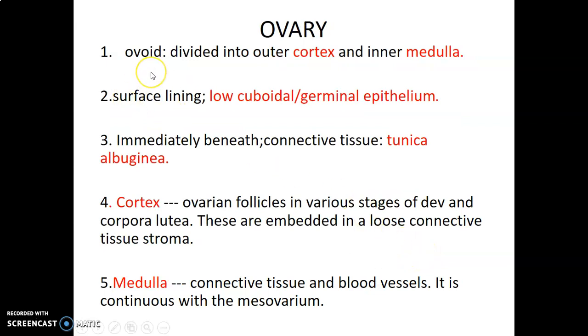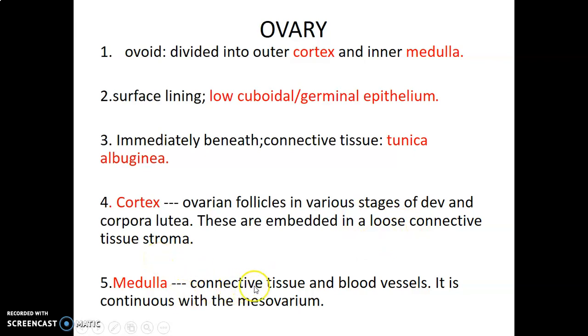The ovaries are usually ovoid and they are covered by a surface lining epithelium, which is the germinal epithelium. It's simple cuboidal epithelium. Below the epithelium is connective tissue, which we call tunica albuginea, and after connective tissue, the parenchyma of the ovary is divided into an outer cortex and an inner medulla. The outer cortex contains ovarian follicles at various stages of maturation, up to the level where you have corpora lutea and the corpus albicans. These follicles are embedded in loose connective tissue stroma.